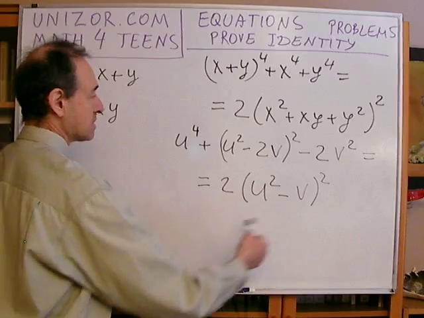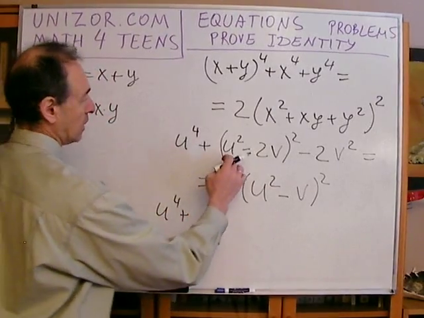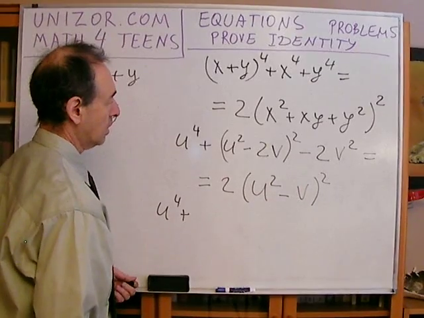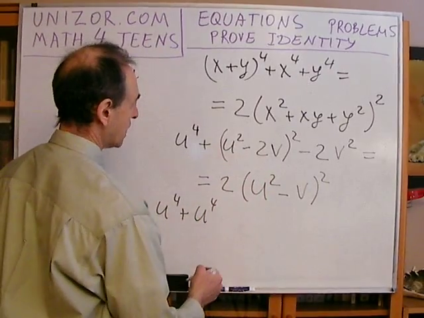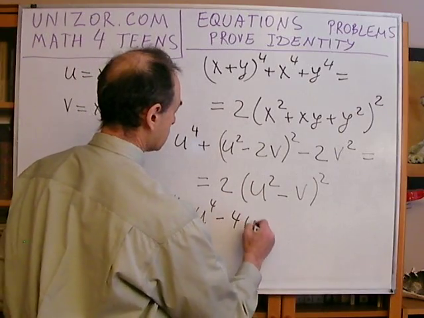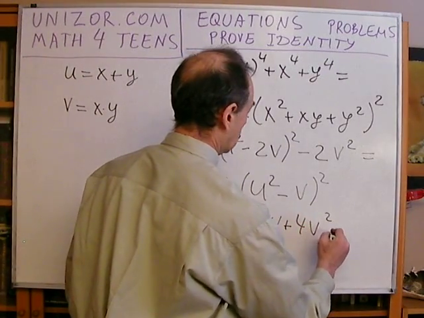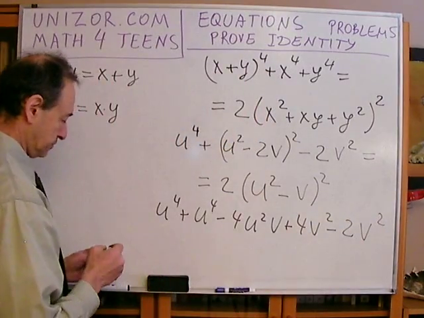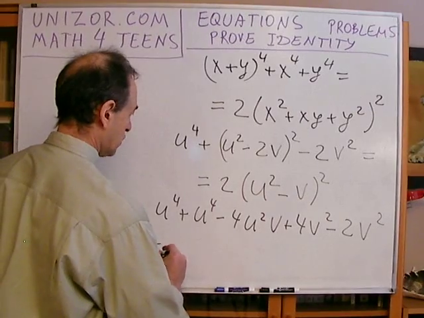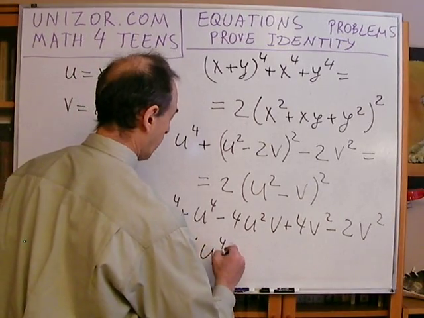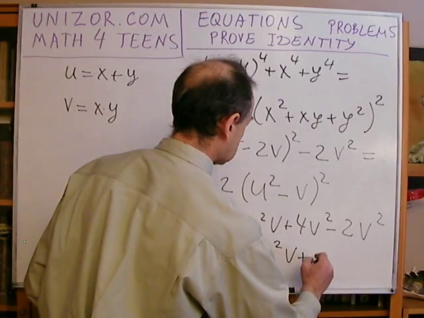Now I can open these parentheses, I can square these two expressions, and what will I have? U to the fourth plus. Well, this is just plain, you know, the difference between two variables squared, so that's square of the first one, which is u to the fourth, minus double that product, which is 4u square v, plus square of the second one, which is plus 4v square, minus 2v square. That's on the left. And on the right, I have to open this square, which is 2u to the fourth minus 2u square v plus v square.